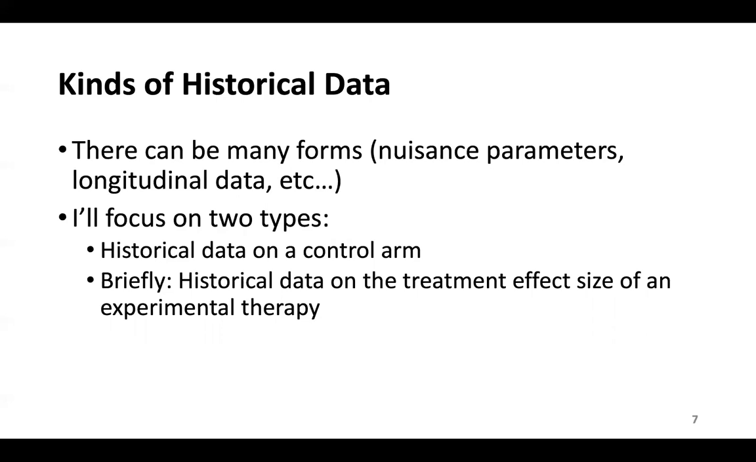and let's focus on two types of historical data. The most of what I'll talk about today is historical data on a control arm. So we're interested in a new experimental arm and we want to compare it to a control, and we have previous data on the control. The other one, and I'll talk about this briefly, it has similar issues, where we actually have historical measurements on the treatment effect of our new experimental therapy. And we're bringing in an effect size from historical data that has different ramifications within these trials. So I'll talk about that briefly as well.